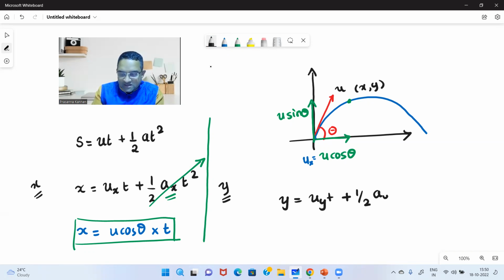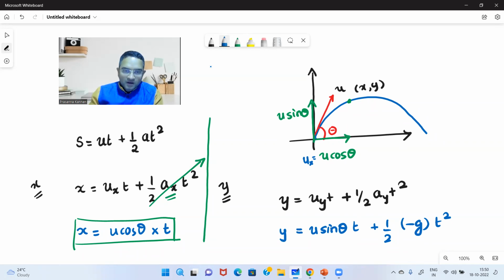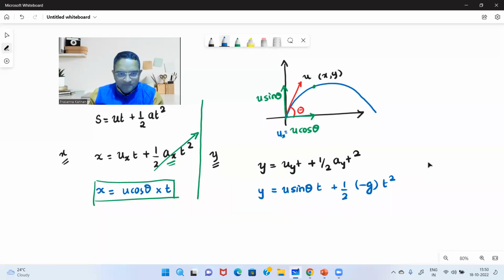Uy into t plus half ay into t square. Here, what is your uy? U sine theta into t plus half into what is ay? Minus g t square. Now, the value of t, you're going to get from the x. So what is your t equal to? x by u cos theta. Exactly. So I'm going to substitute that for t here.